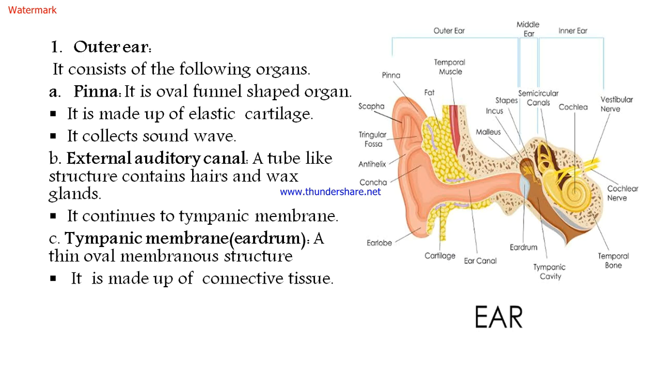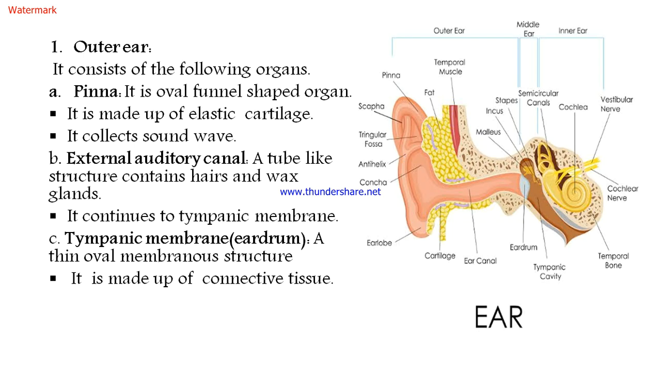The first is the outer ear. The outer ear consists of the following organs. First one is the pinna. Pinna is an oval, funnel-shaped organ. It is made up of elastic cartilage and it collects sound waves from the atmosphere.